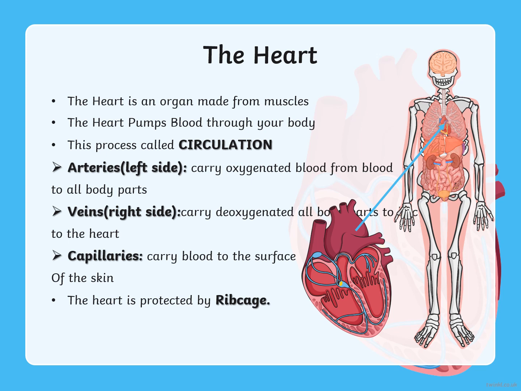As we talk about the heart, it has three parts. The artery is on the left side of the heart, and carries the oxygenated blood from the heart to the whole of the body. And the veins are the opposite, on the right side, and carry the blood from all the body parts to the heart. The capillaries do what? The capillaries carry the blood to the surface of the skin and connect between the arteries and veins.